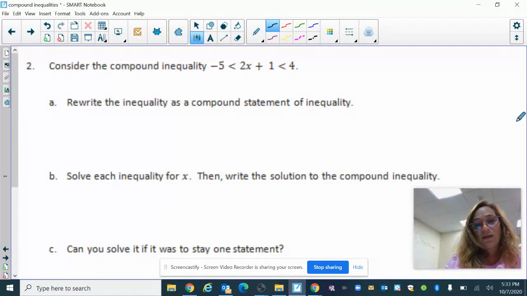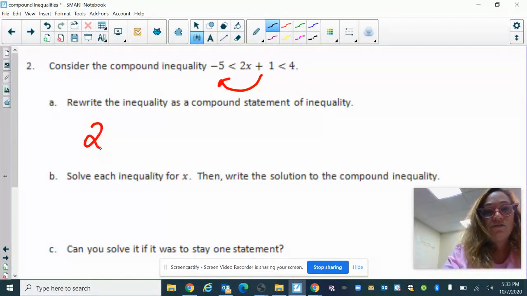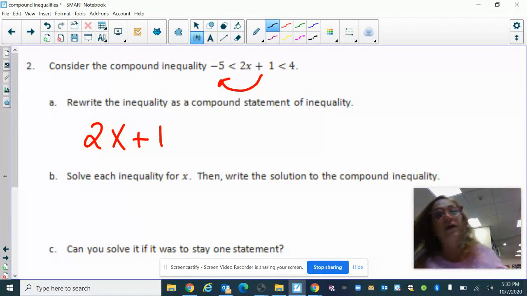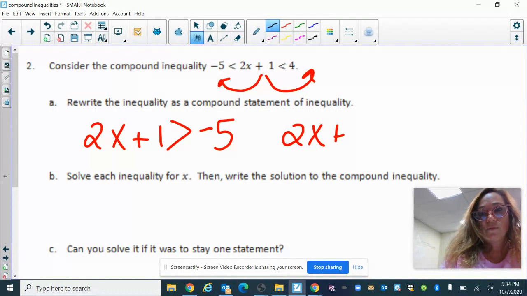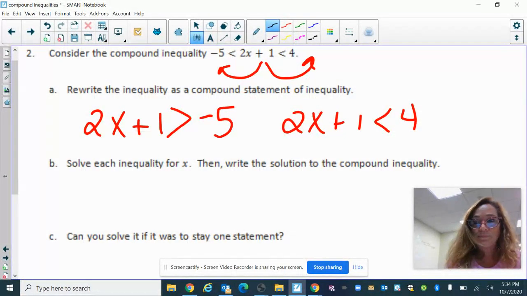Okay? All right, here we go. Rewrite the inequality as a compound statement. So again, you split from the middle. So you have 2x plus 1, and if you're looking at it sideways, it's greater than -5. And then a split from the middle again: 2x plus 1 is less than 4. Solve each inequality for x and then write as a compound inequality.